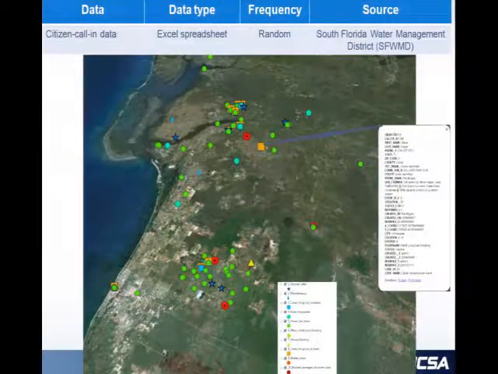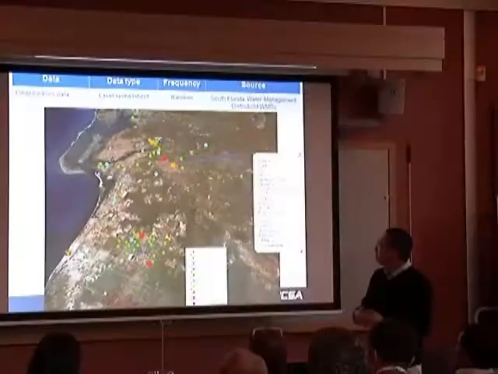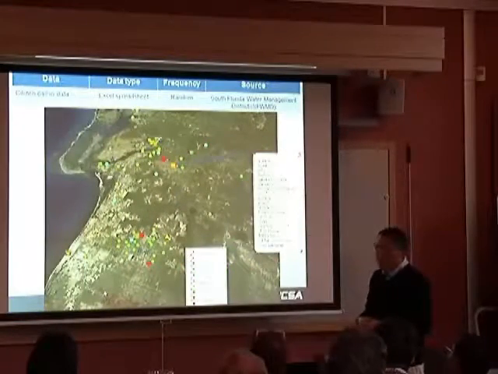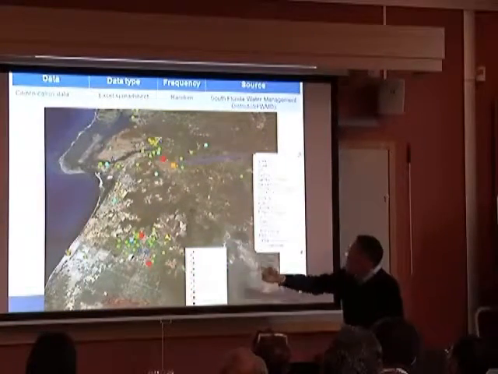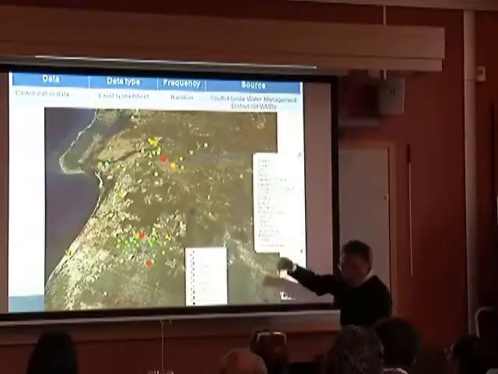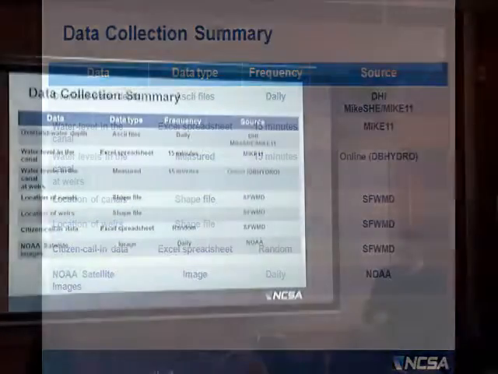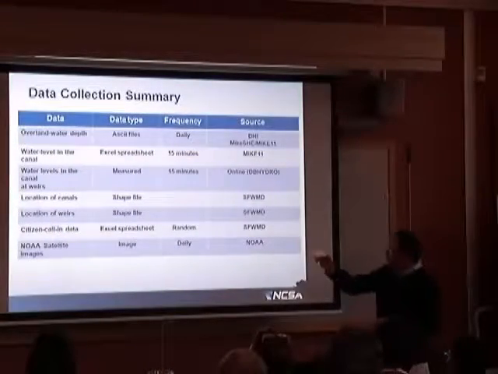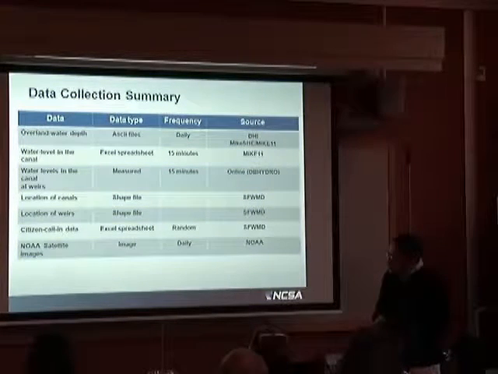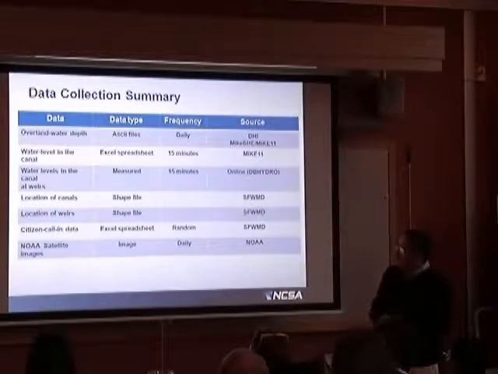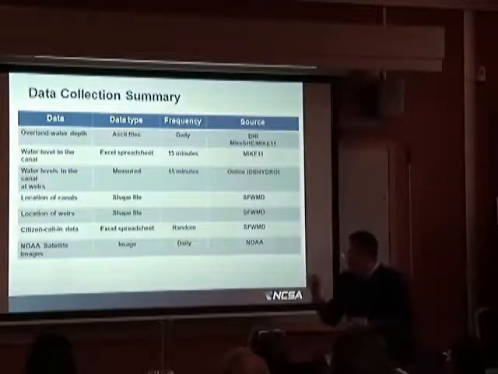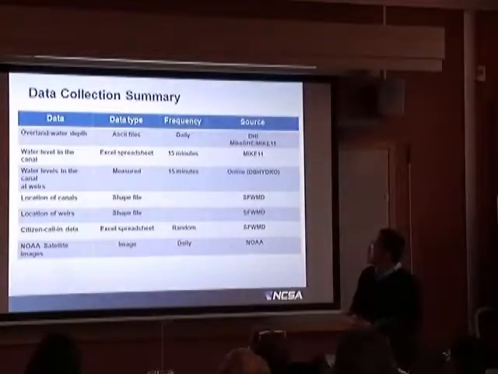And then you also have citizen call-in data. Those are all actual real data, and basically during the events, people actually call in, and there are different types of events people reported. So in the end, we have both model data, geospatial data, like those canals and wires, and citizen call-in data, and now actually satellite image data, etc.